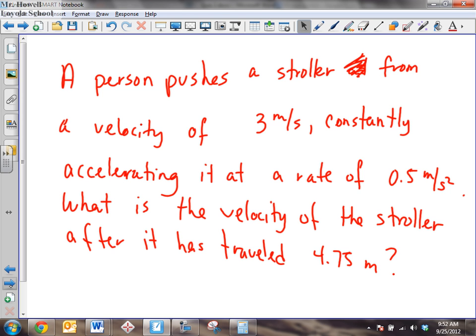All right, so we got a person pushing a stroller. Pushing a stroller from a velocity of 3 meters per second. That means the initial is 3.